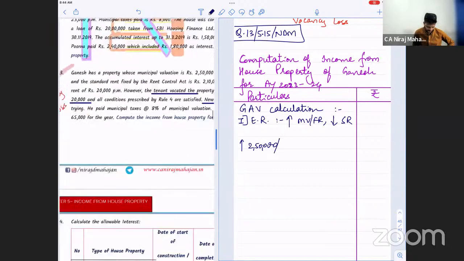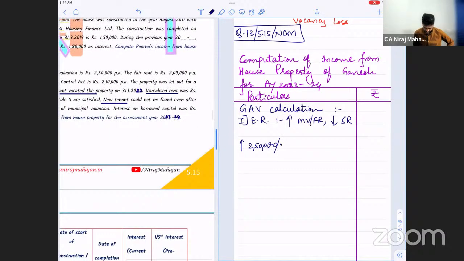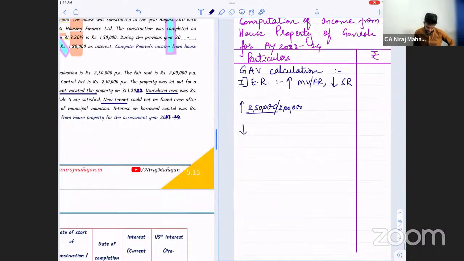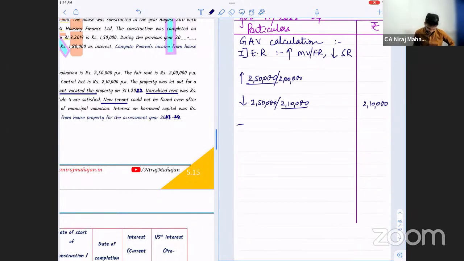2,50,000. Fair rent 2 lakhs. But lower of what? 2,50,000. But my standard rent is what? 2,10,000. Fine till here, all of you? 2,10,000 is my step number 1 answer, expected rent. Right? Step 2 is what then? Annual rent, rent received or receivable.